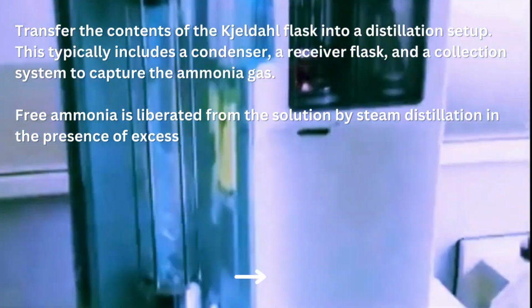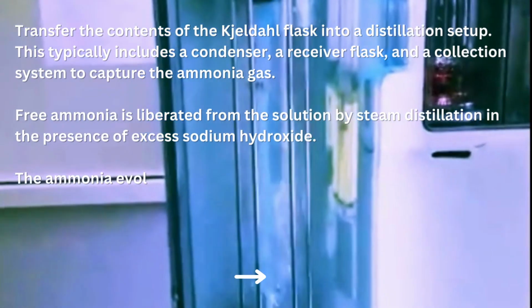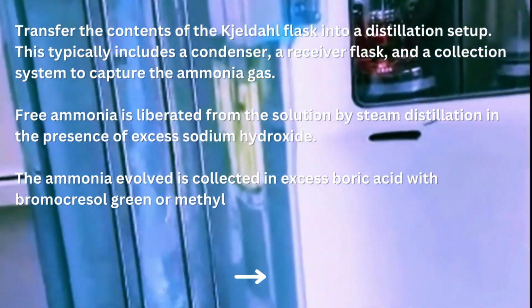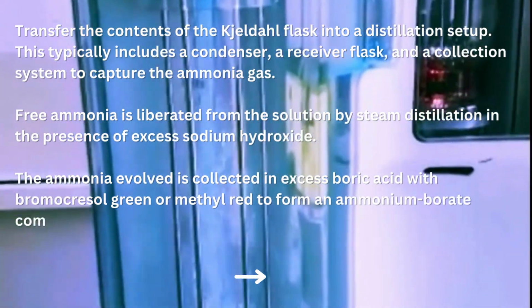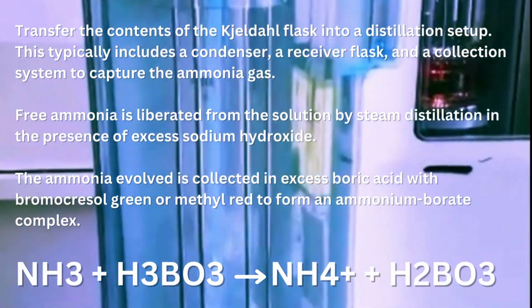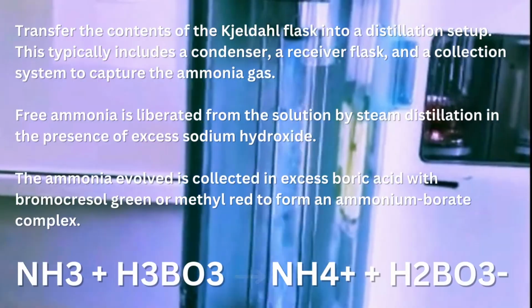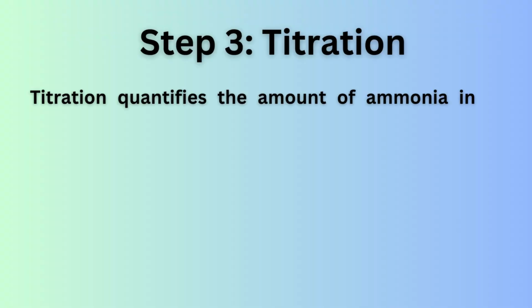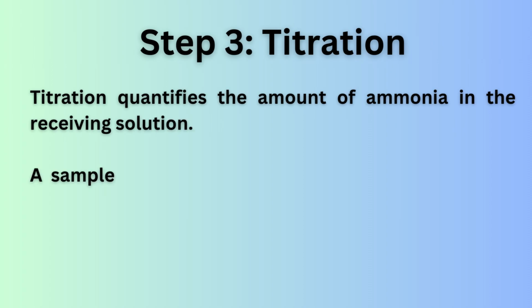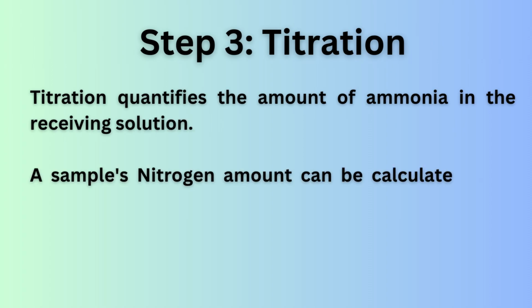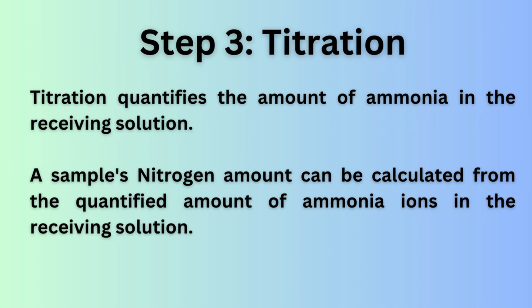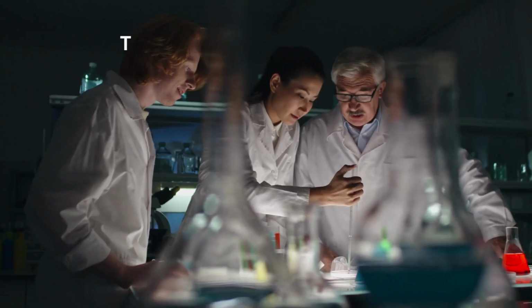Free ammonia is liberated from the solution by steam distillation in the presence of excess sodium hydroxide. The ammonia evolved is collected in excess boric acid with bromocresol green or methyl red to form an ammonium borate complex. Step 3. Titration quantifies the amount of ammonia in the receiving solution. A sample's nitrogen amount can be calculated from the quantified amount of ammonia ions in the receiving solution.